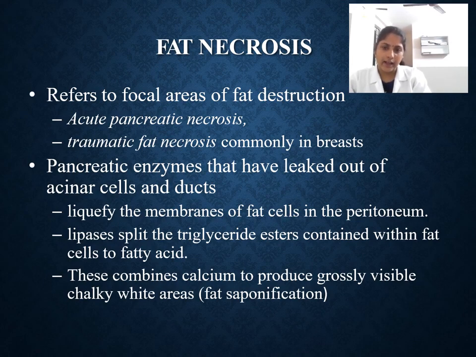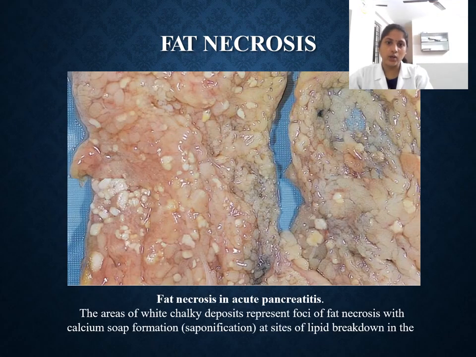Pancreatic enzymes that have leaked out of acinar cells and ducts liquefy the membranes of fat cells in the peritoneum, and lipases split the triglyceride esters contained within fat cells into fatty acids, which combine with calcium to produce grossly a chalky white appearance known as fat saponification.